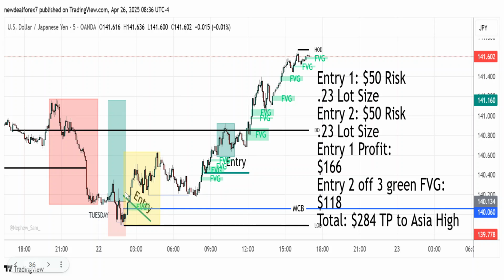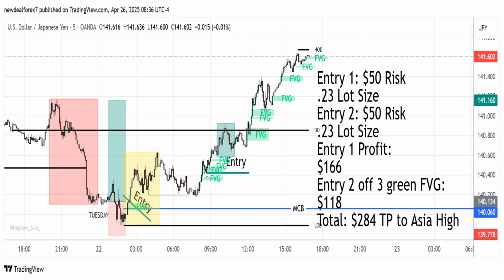Boom. All right. So this one, you don't even care about fair value gaps because you just want to see it close above the money candle. Now, you got your first entry right here. Let's just say you're risking $50 and you do a 2-3 lot size. Your stop loss is like 30 pips below the low of the day. Price drops around, looks good, and then bang, all of a sudden you get a 3 green candle fair value gap, and then price trades right back into it.